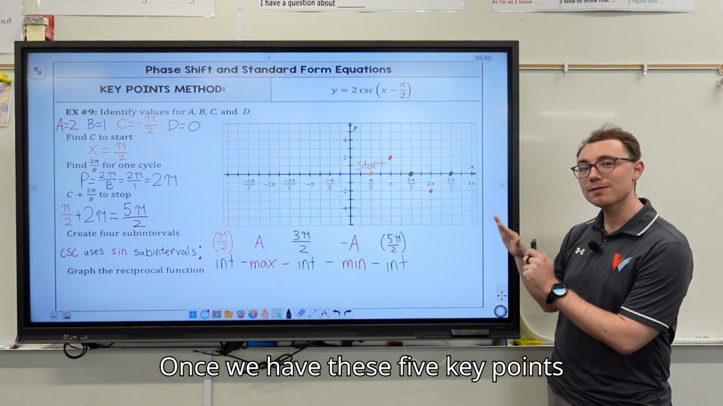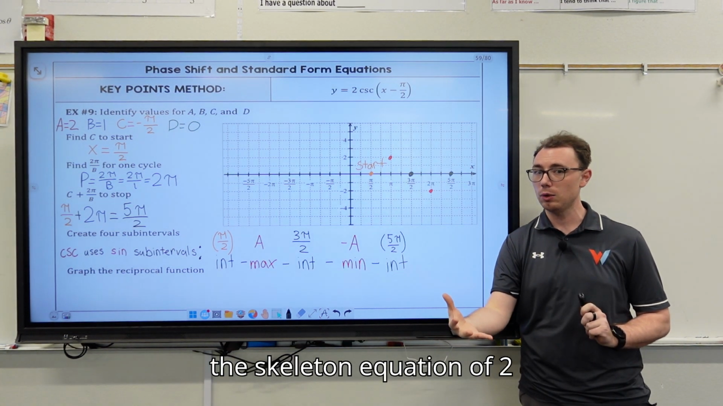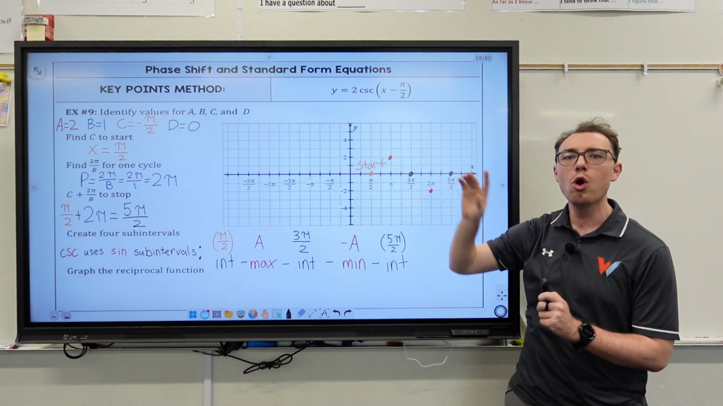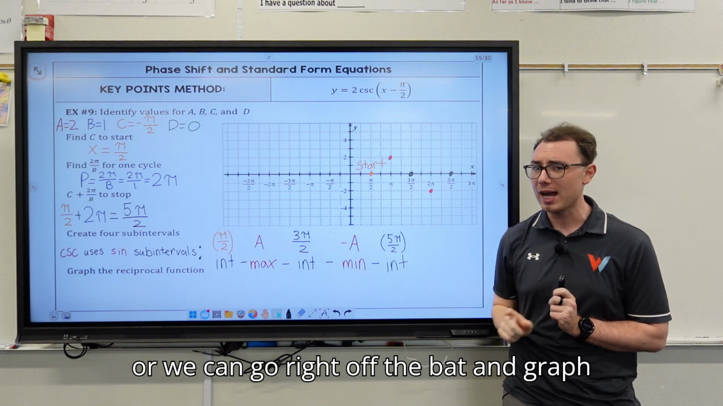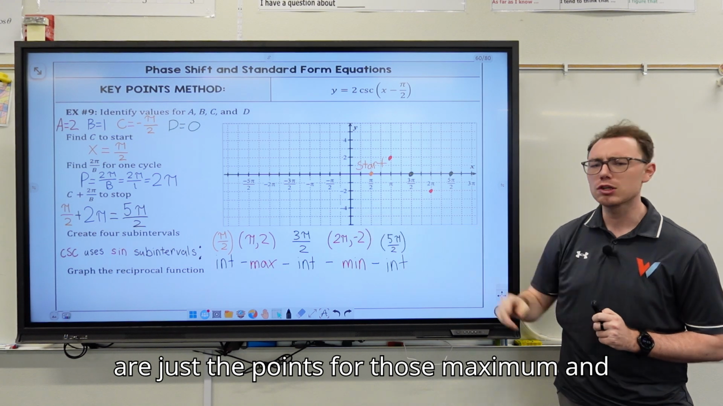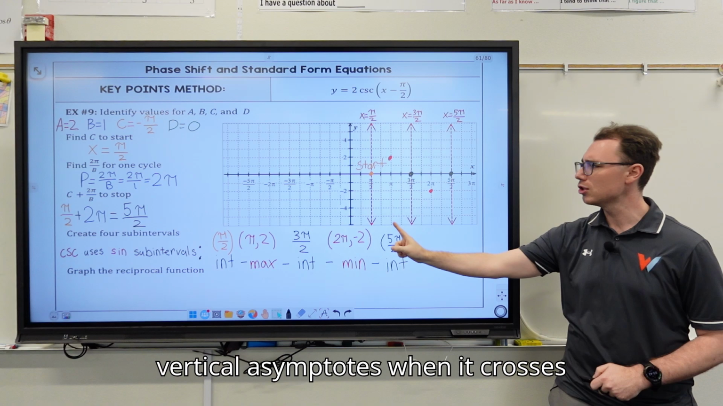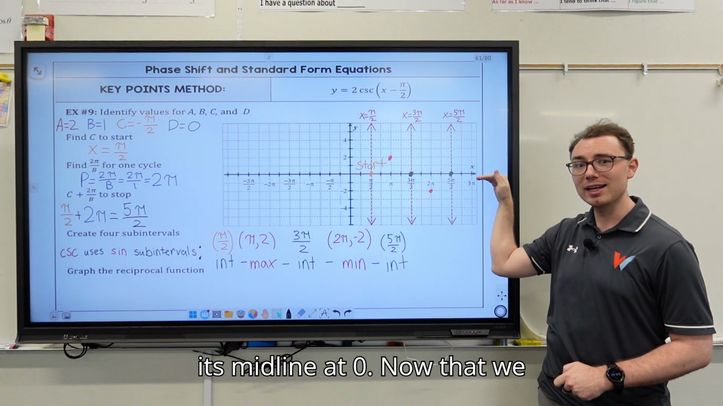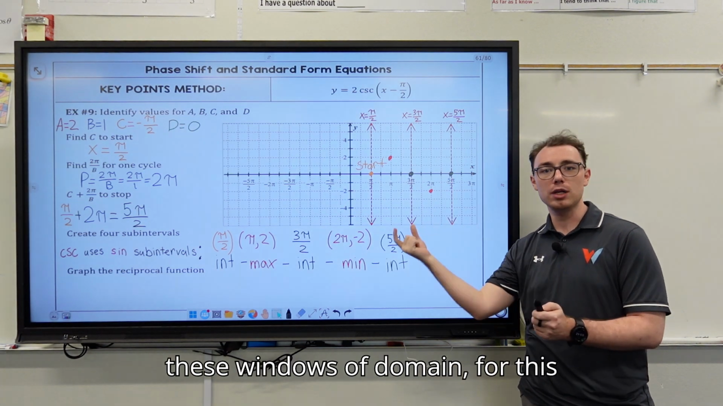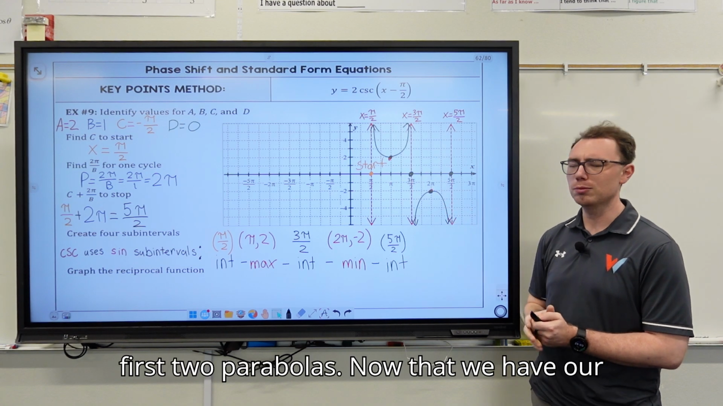Once we have these 5 key points plotted, we can either choose to create the skeleton equation of 2 sine of x minus pi over 2, or we can go right off the bat and graph this as these cosecant functions. These are just the points for those maximum and minimum values. Now we can graph these vertical asymptotes when it crosses its midline at 0. Now that we have these windows of domain for this cosecant function, we now just graph our first 2 parabolas.